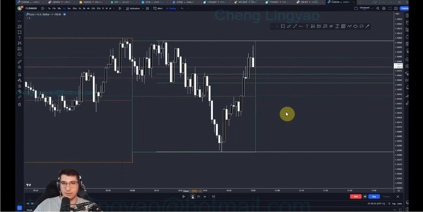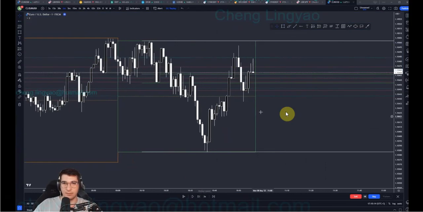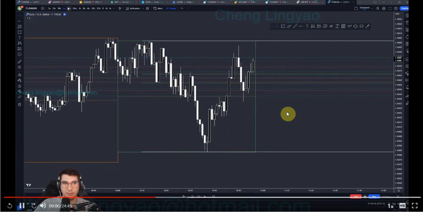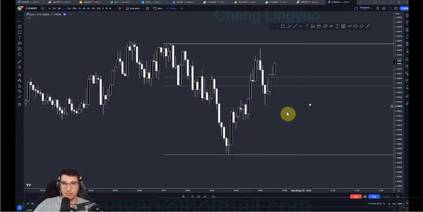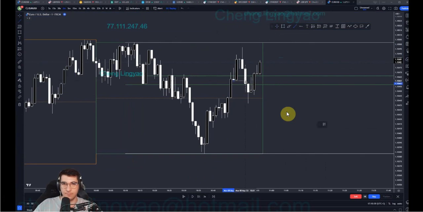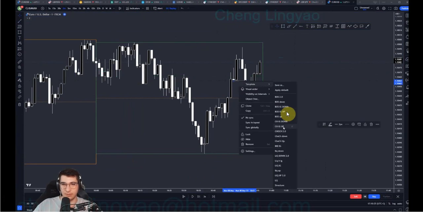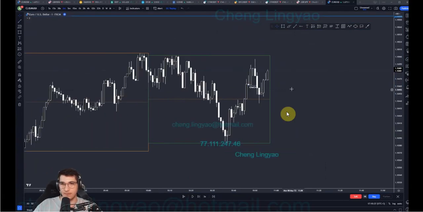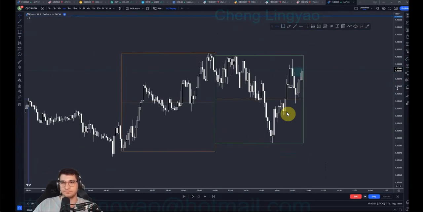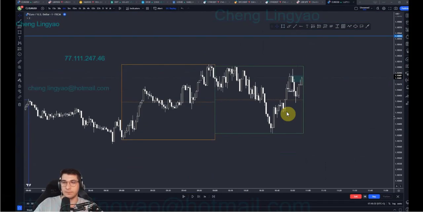Here it does come near the high, and we have the 1 minute change of character here. So we're gonna remove this because it came higher. We have the 1 minute change of character down, and then here it's retesting the area. So a couple ways you can go about this.